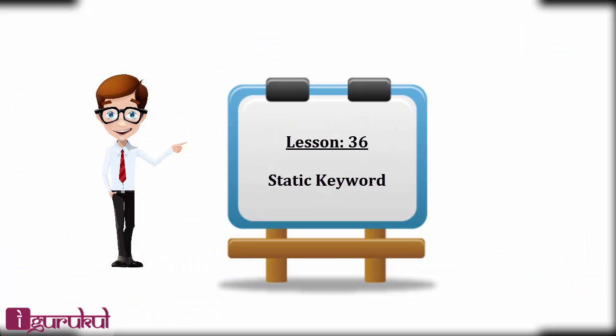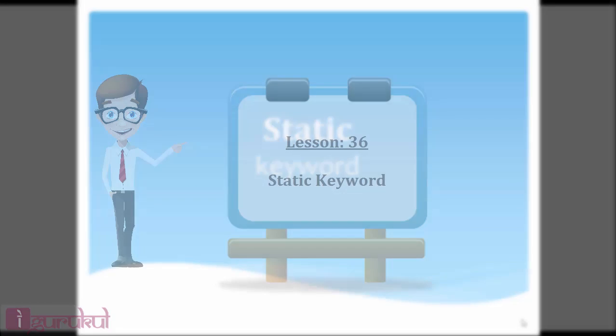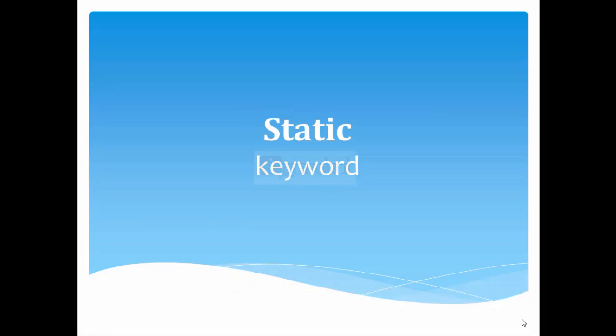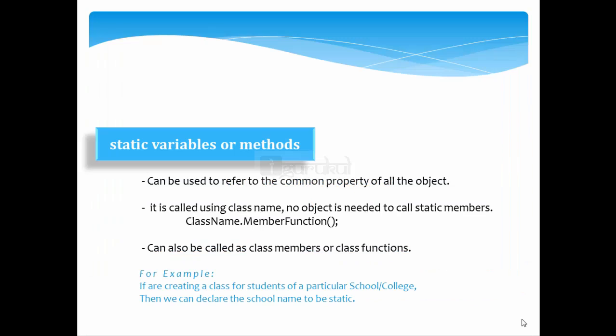In this tutorial, we will learn about the static keyword. The static keyword can be used with a variable name, a method name, a class name, or a block of code. So let's see what that means and how we can use it. If you want a member function or a data member to be common to all objects and to be accessed without using a particular object, that is our static member.